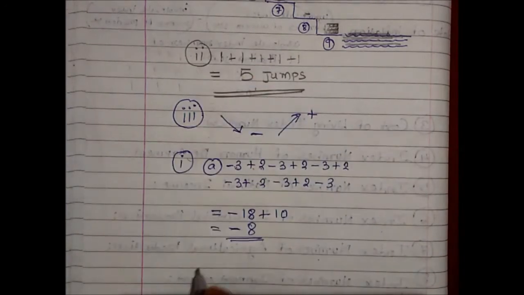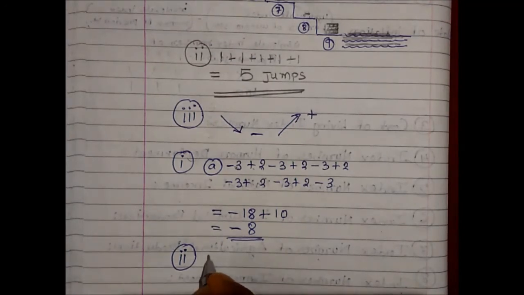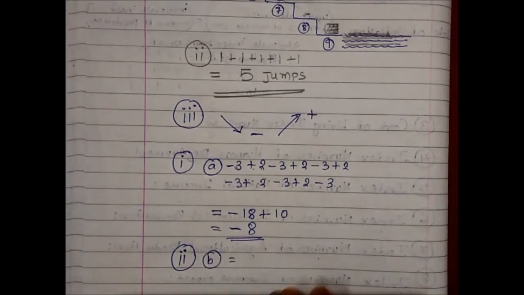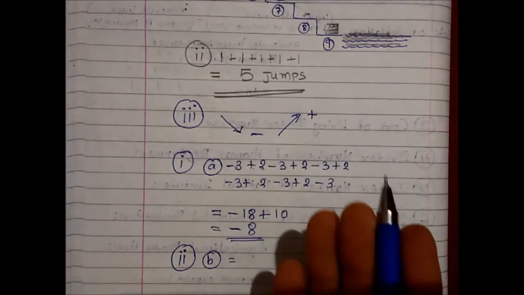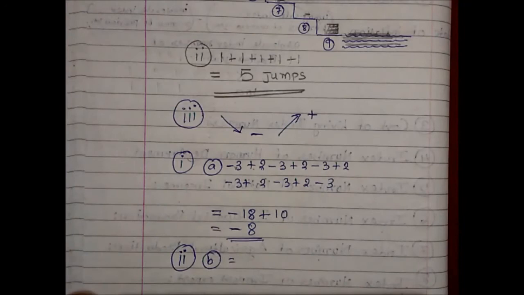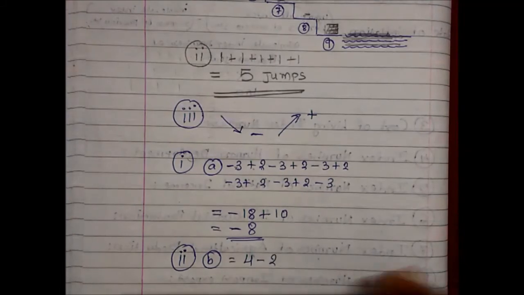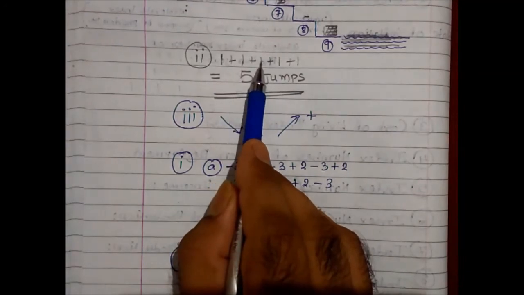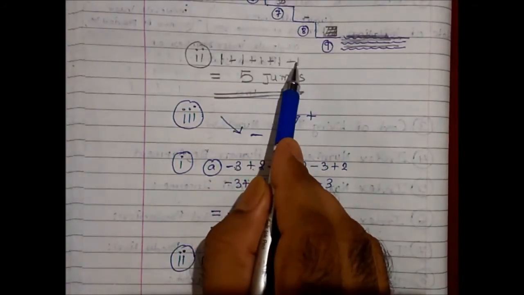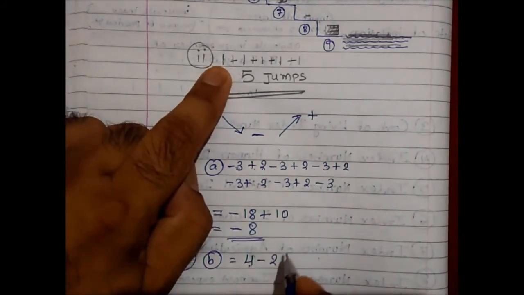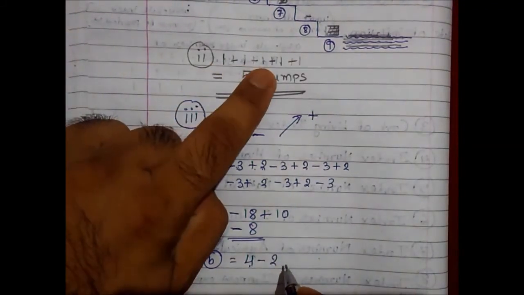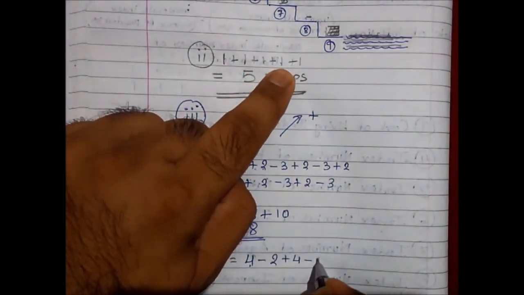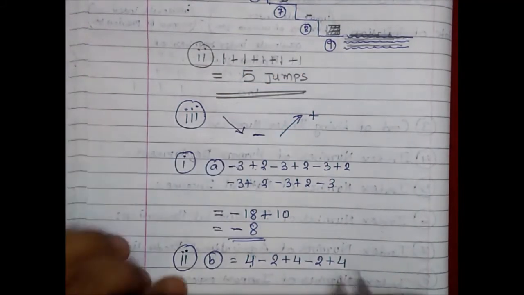Let's solve the second also. In the second question, 4 steps up and 2 down. So 4 minus 2, 4 minus 2, 4. So total 5 jumps. So 4 minus 2 plus 4 minus 2 plus 4.